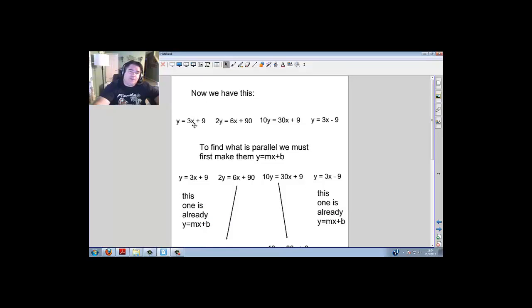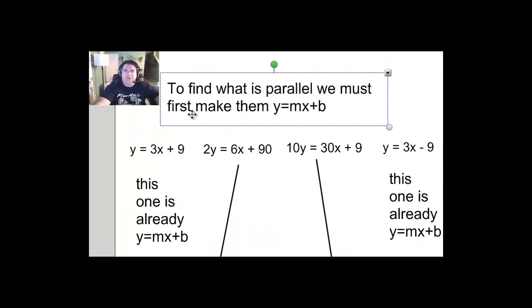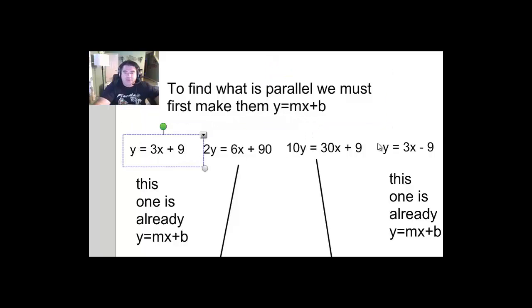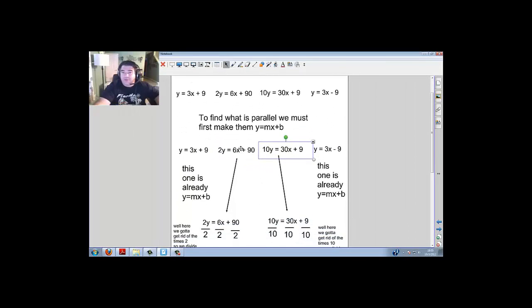Now if we have this, y equals 3x plus 9, 2y equals 6x plus 90, 10y equals 3x plus 9, and y equals 3x minus 9, I simply have to find out which is parallel by making them all into y equals mx plus b. This one and this one already have y equals mx plus b. These two don't. They simply have to be converted. I have to get y by itself.